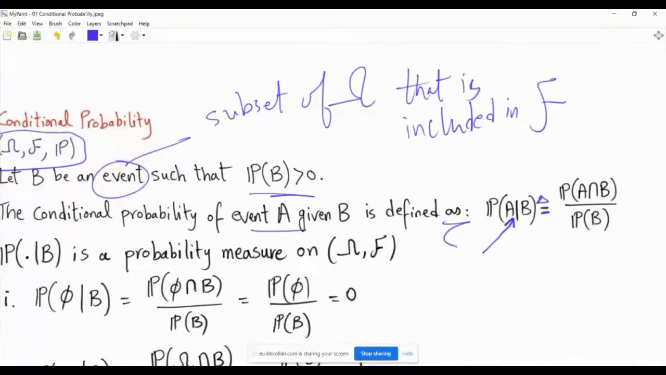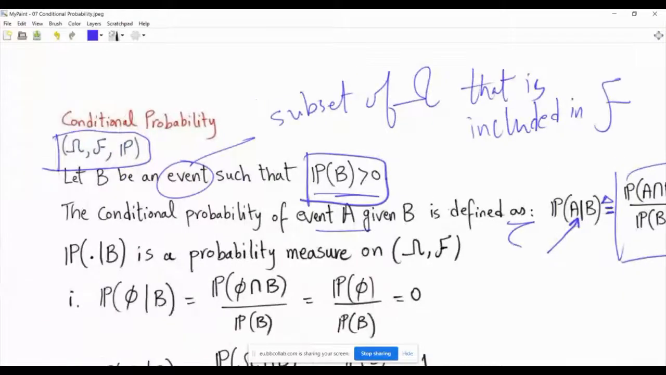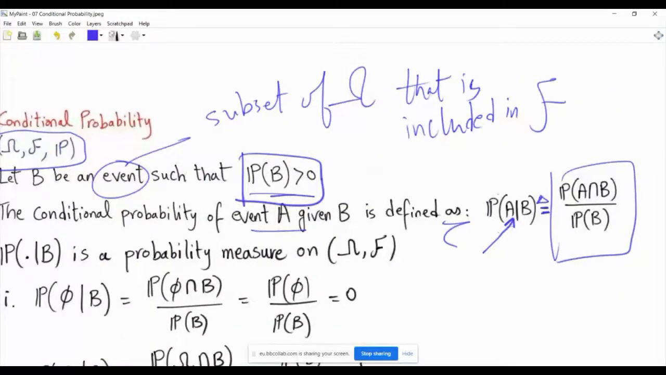And of course, you can see from the definition why we insist that if we condition on event B, then we need the probability of event B to be strictly positive, because in the definition we divide by the probability of B. So if it's 0, we are in trouble. So we need to condition on an event, and this event should have a strictly positive probability. Okay, so this is how we compute the probability measure when we condition on B.